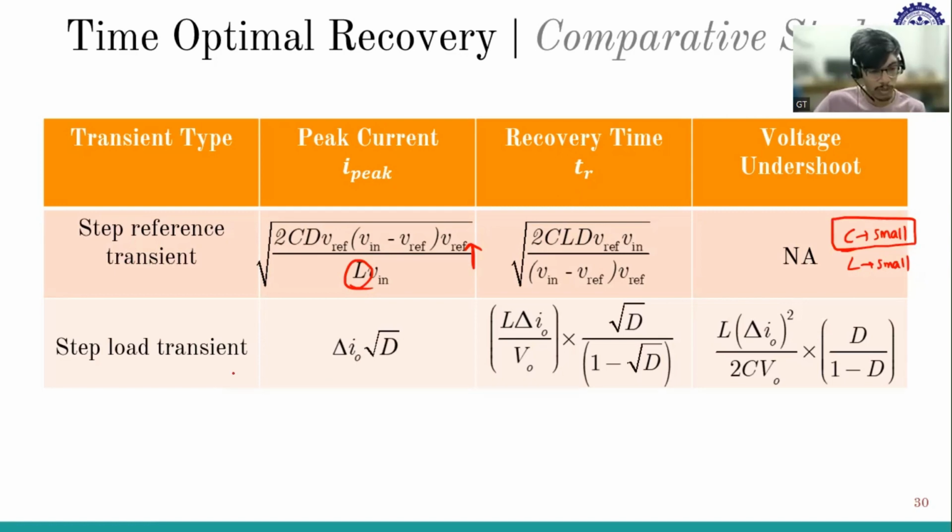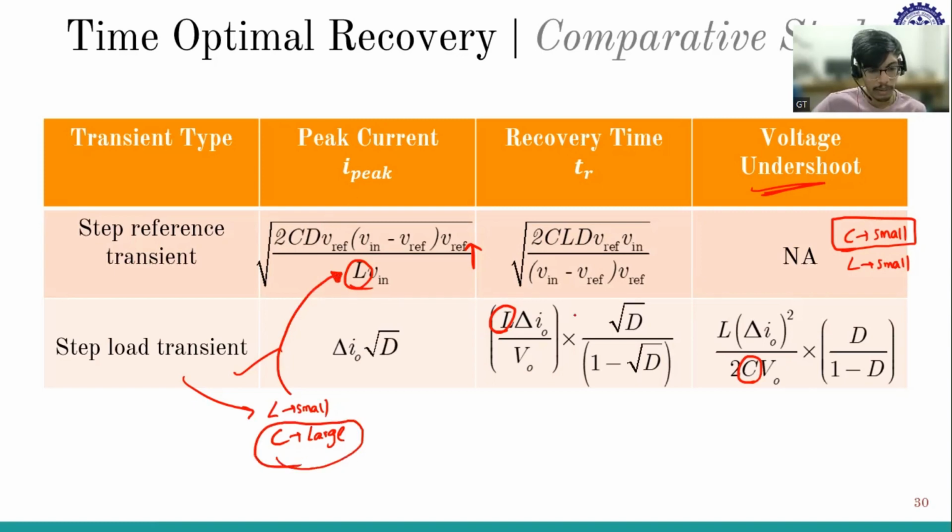faster. Now, if you come to step load transient, it is directly proportional to L. So for step load transient, I need L to be small. And it is inversely proportional to C. So I need capacitance to be large so that undershoot should be small, right? So capacitance should be large, L should be small, so that my undershoot is less. But if I consider L small, then what will happen? In case of reference transient, my peak current will be very high. Also, I need a large capacitor here. I need a small capacitor here, which is also contradictory to each other.